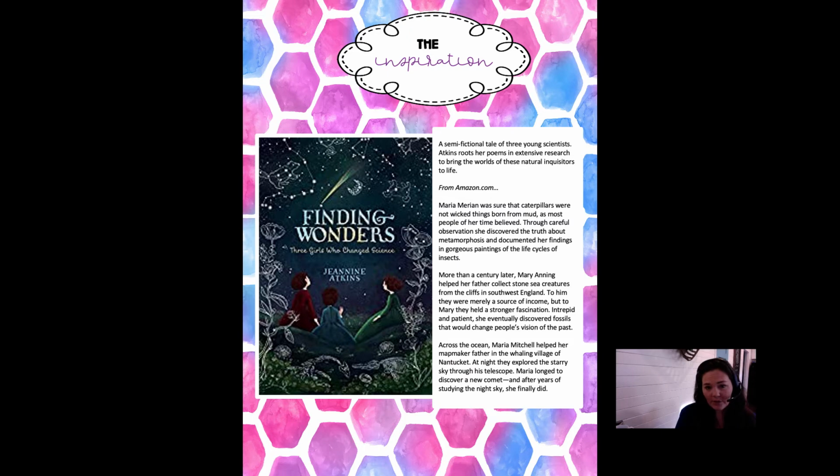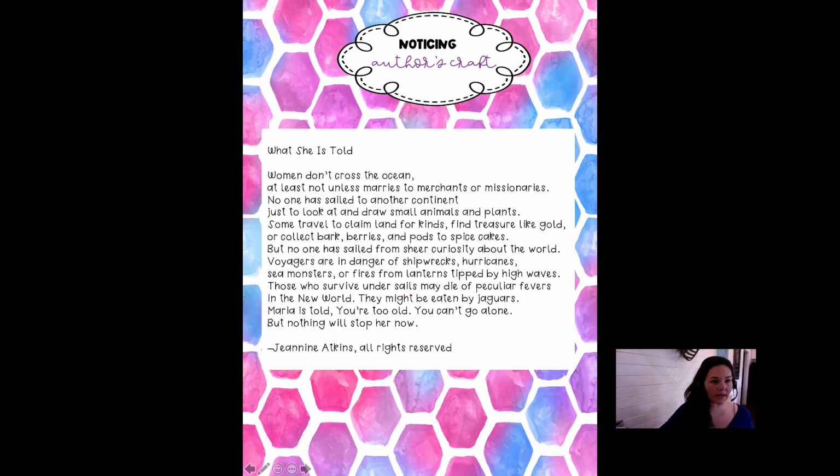The inspiration for this text comes from the book Finding Wonders by Janine Atkins. She writes about 3 young female scientists, and she's done a lot of research on these 3 scientists, but then she embellishes that research with her imagination, and she does that through poetry. So this is actually a novel in 3 parts, but she uses poems to tell the story. So let's look at a sample of one of her poems from the books.